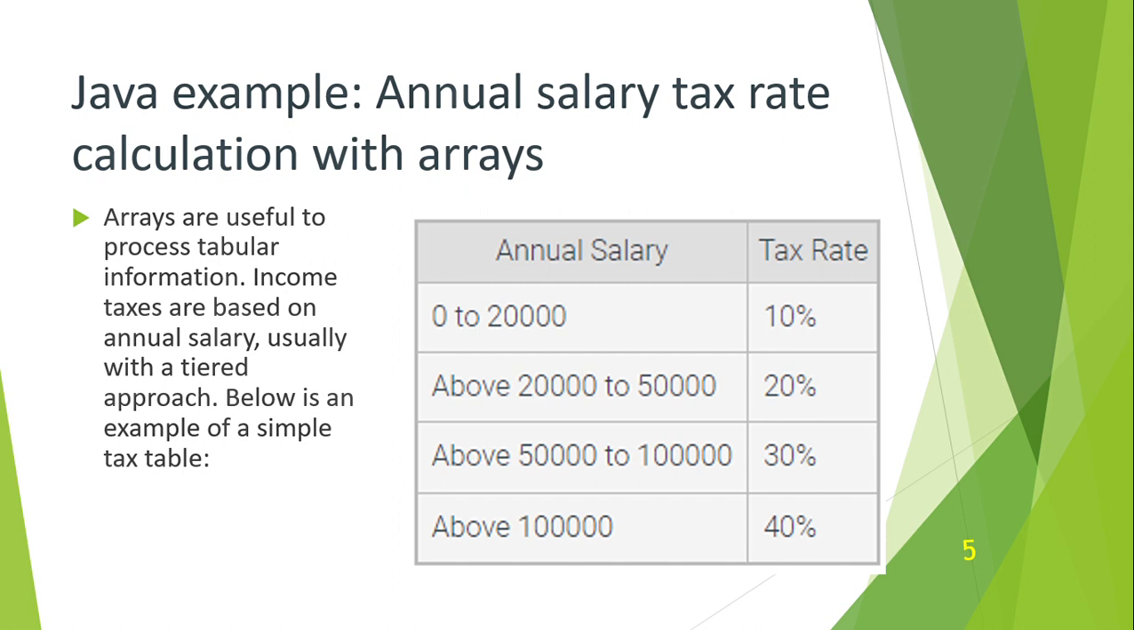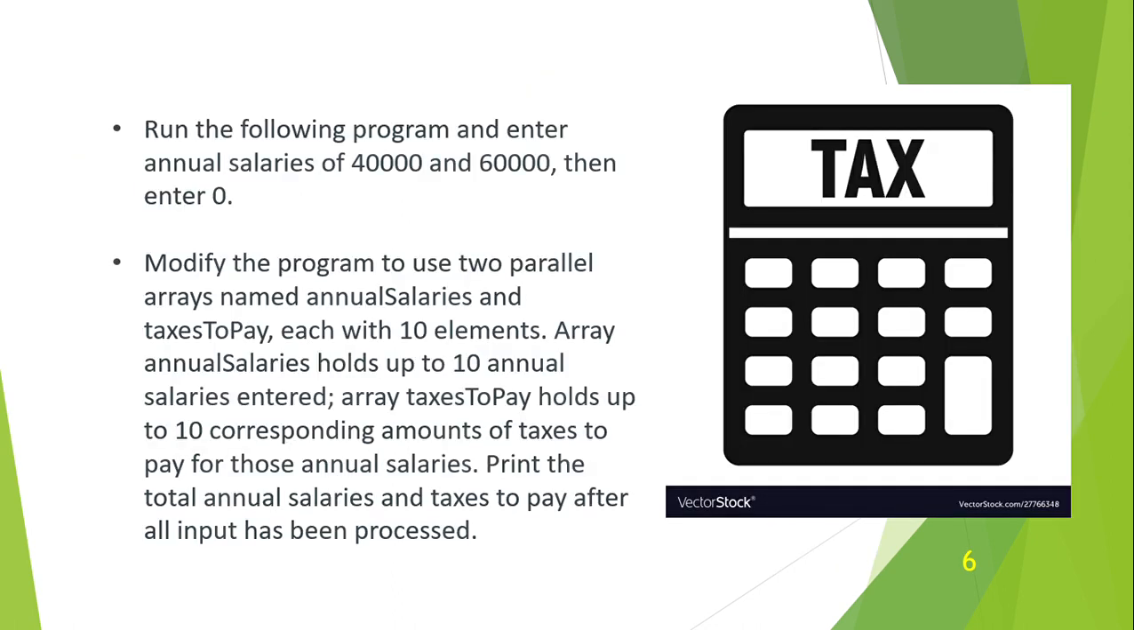So if the annual salary is 0 to 20,000, then the tax rate would be 10%, and if it is in between 20,000 to 50,000, the tax rate should be 20%, and if it is between 50,000 to 1 lakh, then the tax rate must be 30%, and if the annual salary is over 1 lakh, then the tax rate should be 40%. So basically we are going to run the following program, and we are going to enter annual salaries of 40,000 and 60,000. Then we'll see how much tax is going to be deducted through the program.